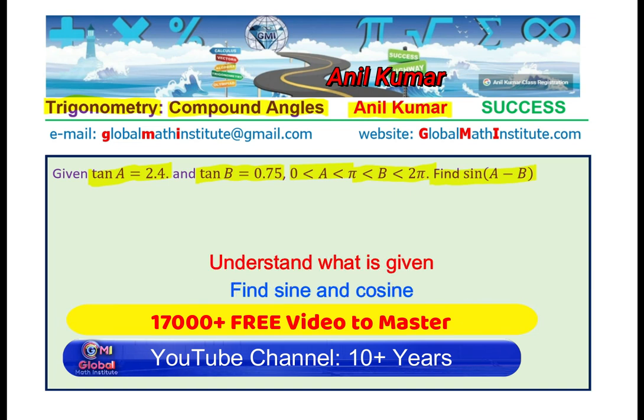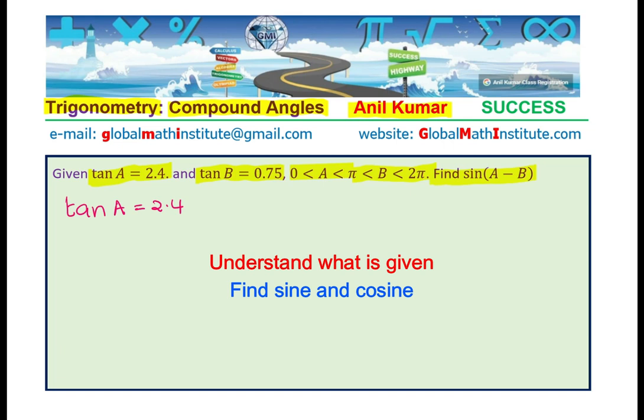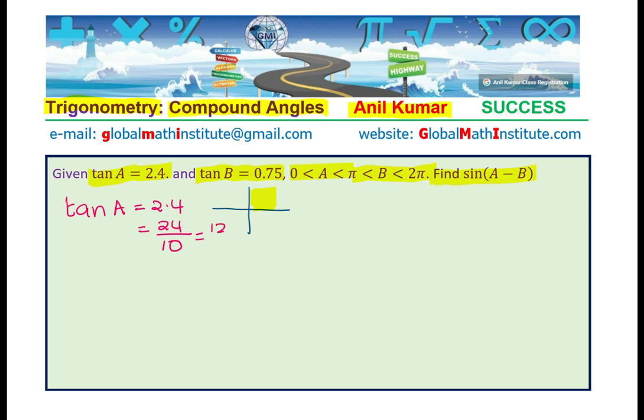Now, let's look into the solution of this problem. So, when I say that tan A is 2.4, it means what? Let's try to understand. A is between 0 and pi, and tan A is positive, which really means that A is in quadrant 1. Now, 2.4 really means 24 over 10, which you can reduce and write as 12 over 5, dividing by 2.